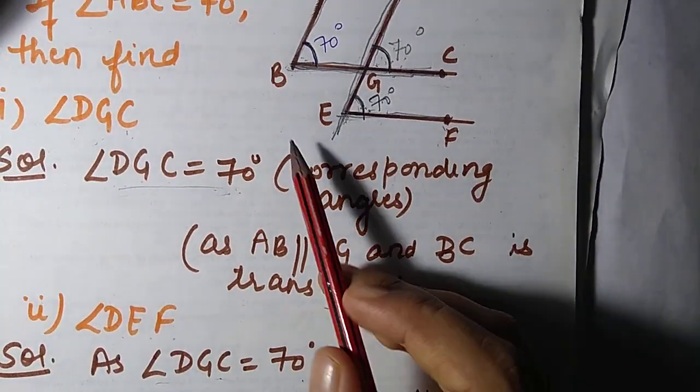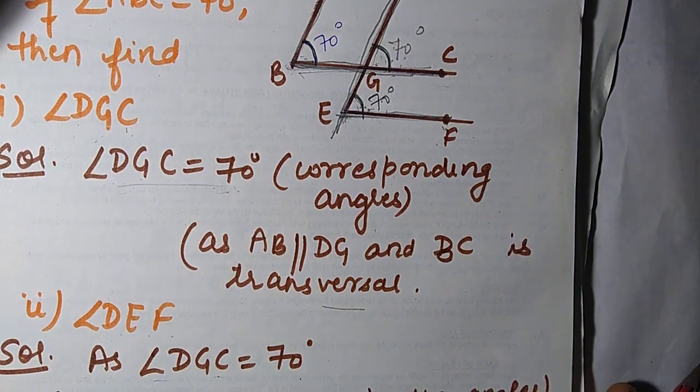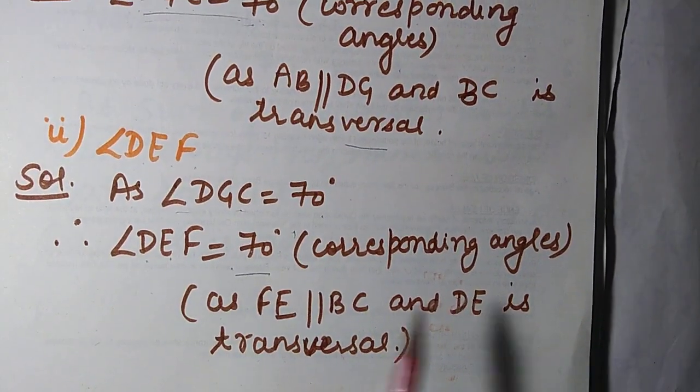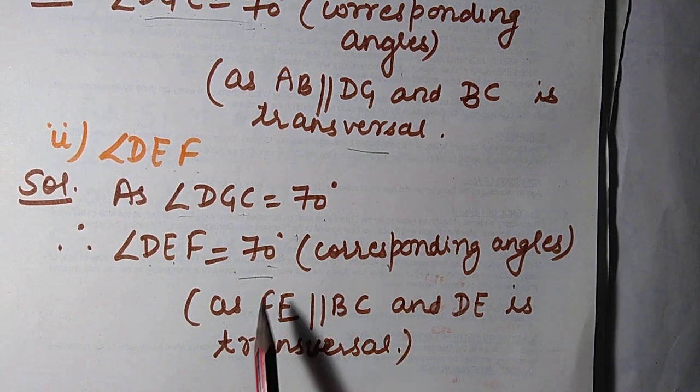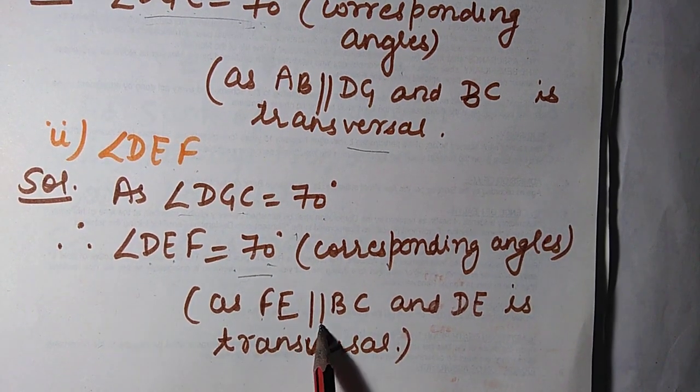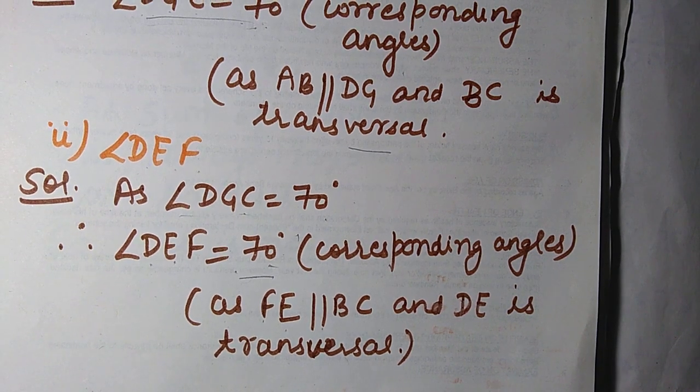This is angle DEF, which is also 70 degrees because these are corresponding angles. In this case BC is parallel to EF and DE is a transversal. So I have written: DEF is 70 degrees because of corresponding angles, as FE is parallel to BC and DE is acting as a transversal. So this is your question number 5.